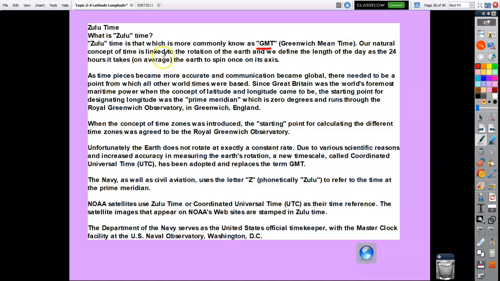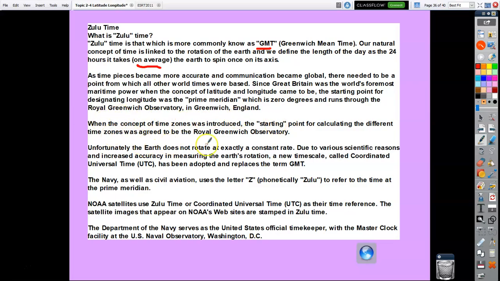Our natural concept of time is linked to the rotation of the Earth, as we talked about. We define the length of a day as 24 hours, on average, that the Earth spins once on its axis. As timepieces became more accurate and communication became global, there needed to be a point from which all of the world's times are based. Since Great Britain, England, was the world's foremost maritime power, with a very strong navy, when the concept of latitude-longitude came to be, the starting point for designated longitude was the prime meridian, which is 0 degrees and runs through the Royal Observatory in Greenwich, England, which we talked about.